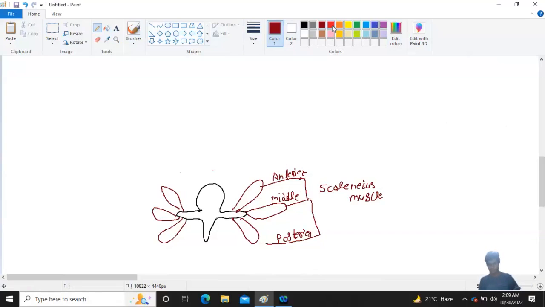The structures present between them: here is the nerve and artery. This is the point where the subclavian artery is present, and there are many nerves of the brachial plexus. The brachial plexus nerves pass between the anterior and middle scalenus muscles. Then these are the brachial plexus nerves. Muscle.